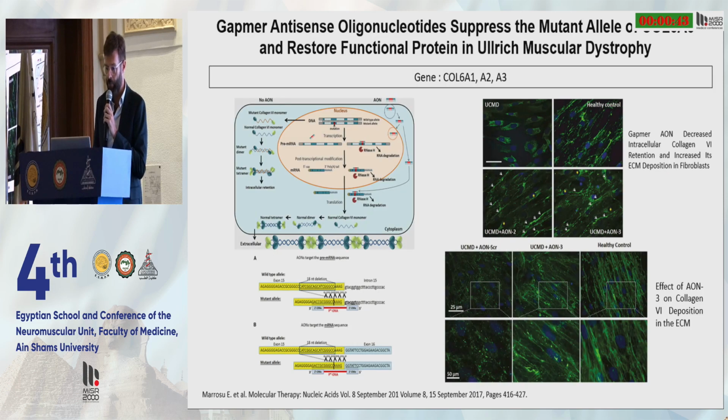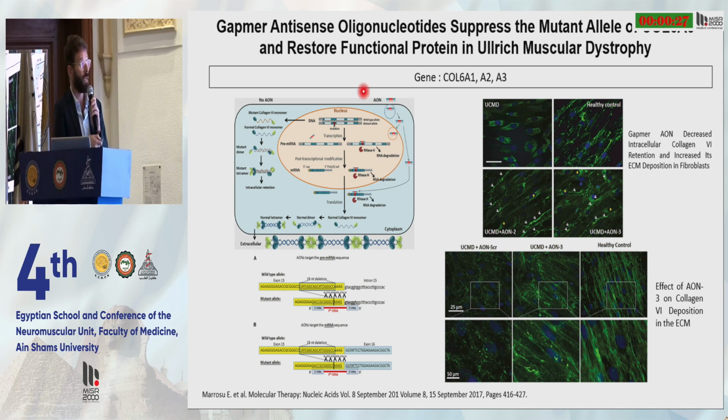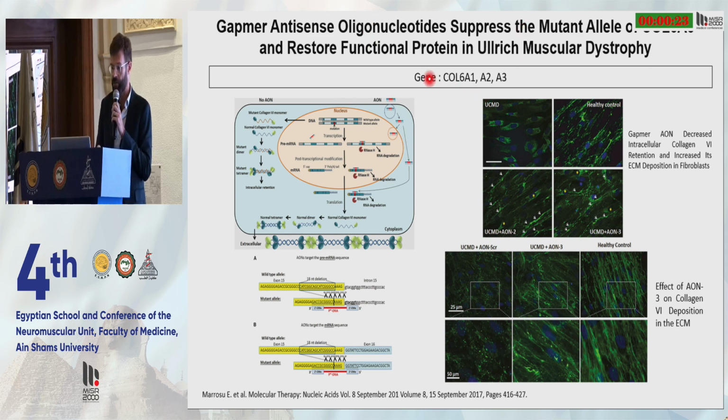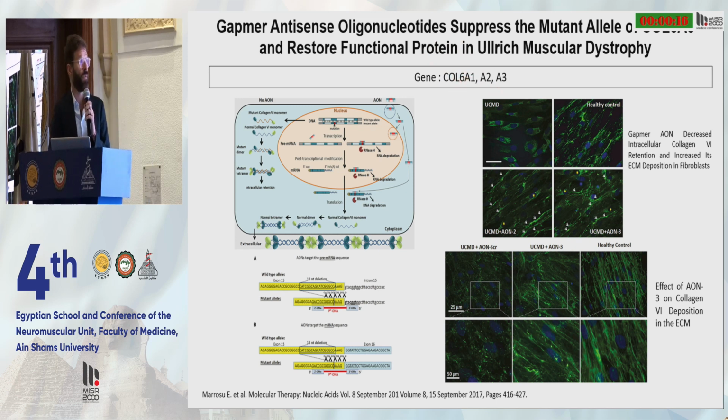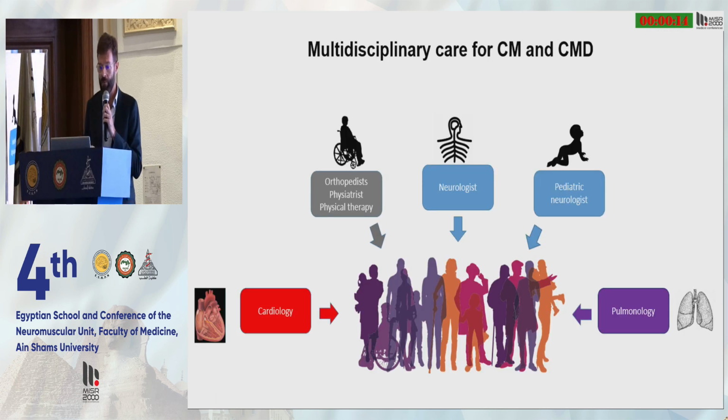And the other example is the use of this gapmer antisense oligonucleotide that could suppress the mutant allele in collagenopathies and assure the restoring of the function. And this is particularly interesting because with this approach you can target the 3 genes that are associated with collagenopathies, collagen 6, A1, A2, and A3. So stay tuned because something will arrive soon.